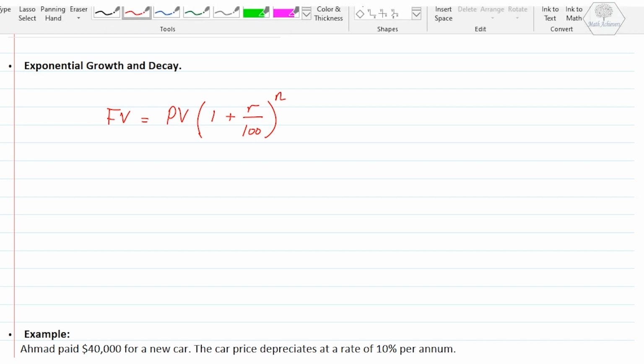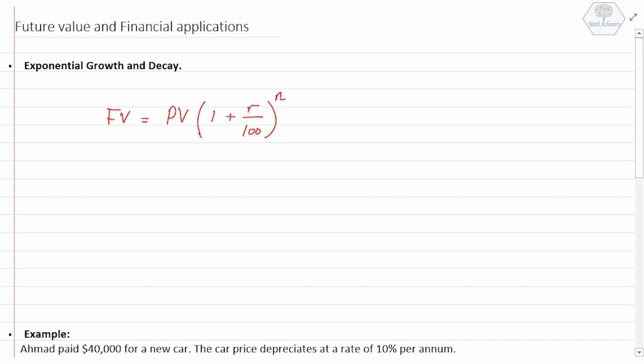In this case, FV is the future value, PV is the present value, r is the rate, and n is the number of years.